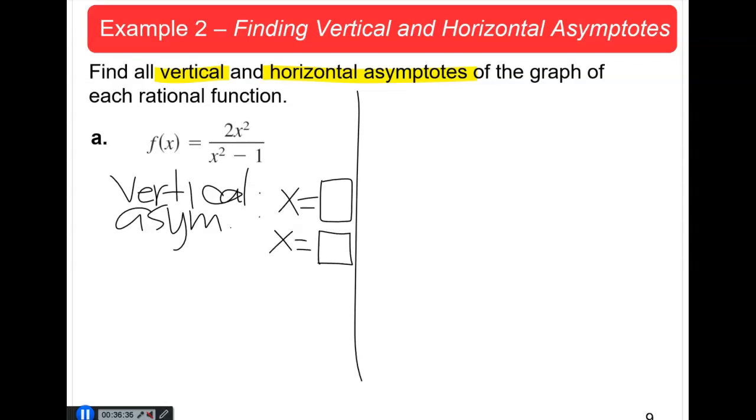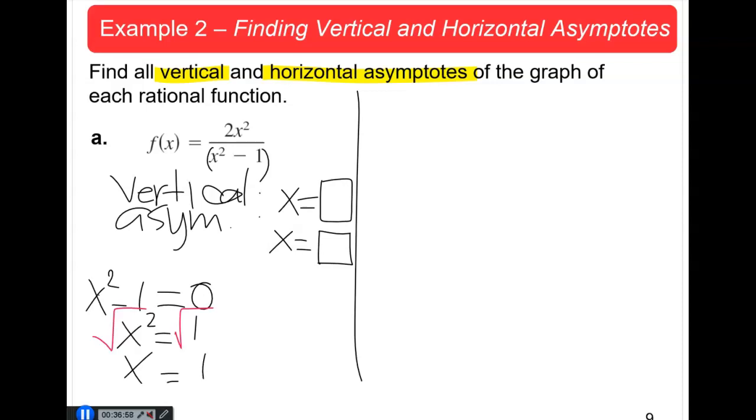So we take the denominator, x squared minus 1 equals 0. And then we solve for x, so we could say x squared is equal to positive 1. And then if we take the square roots on both sides, we will get that x is equal to positive and negative 1. So we're going to have positive 1 and negative 1 as the vertical asymptotes.